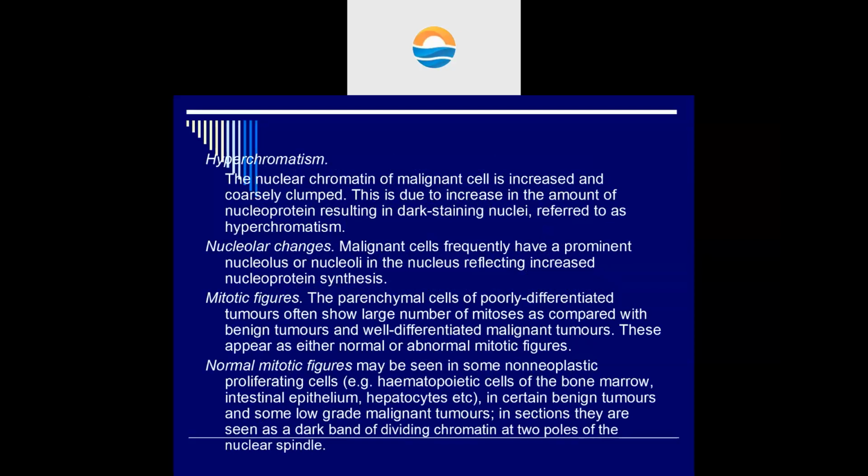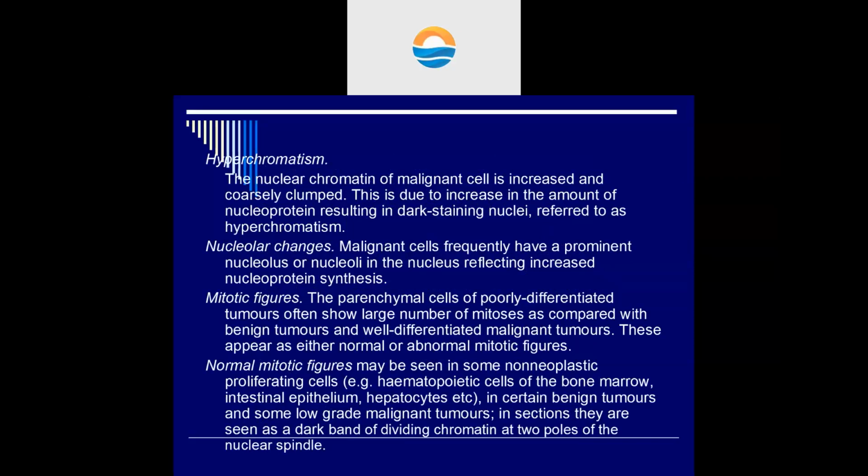Hyperchromatism. The nuclear chromatin of malignant cells is increased and coarsely clumped. This is due to an increase in the amount of nuclear protein, resulting in dark staining nuclei, referred to as hyperchromatism. Nucleolar changes. Malignant cells frequently have a prominent nucleolus or nucleoli in the nucleus, reflecting increased nuclear protein synthesis. That is a very important diagnostic feature for malignancy.